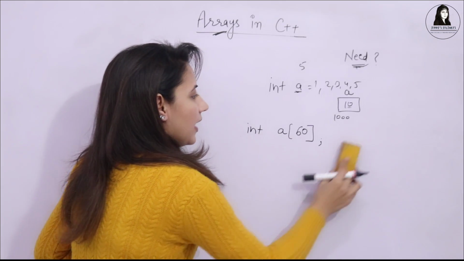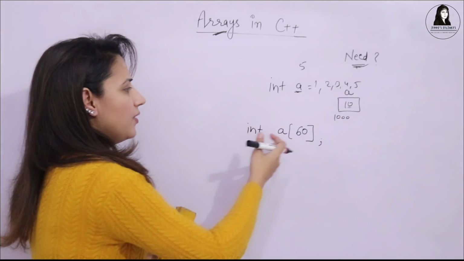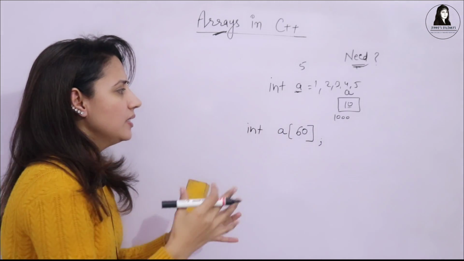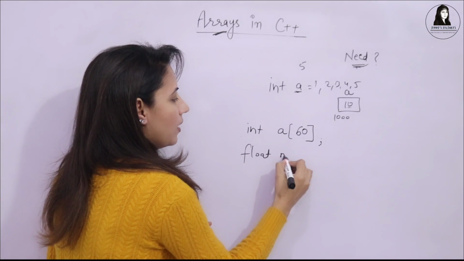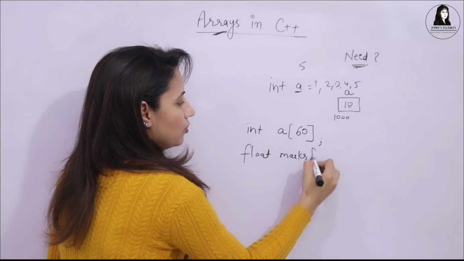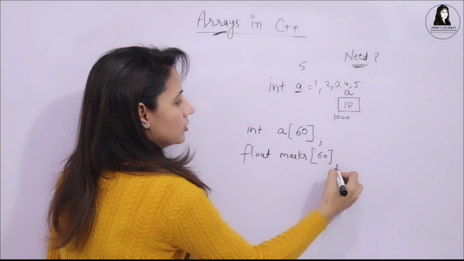How to declare arrays. Now, an array can be of many types, like float, if you want to store float marks of students. So float marks, and I want to store the marks of 60 students.